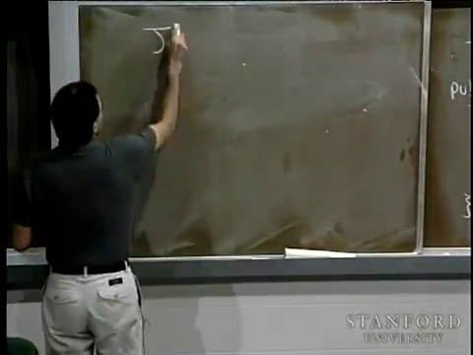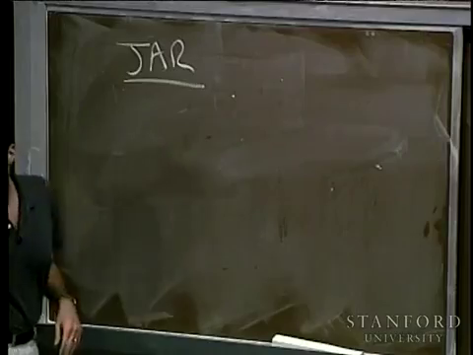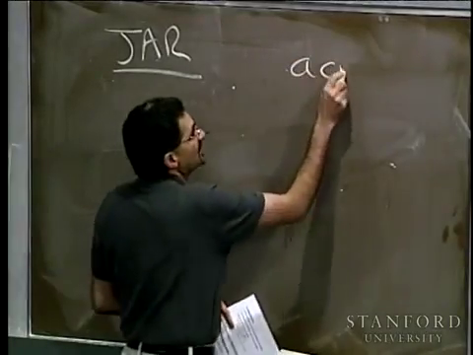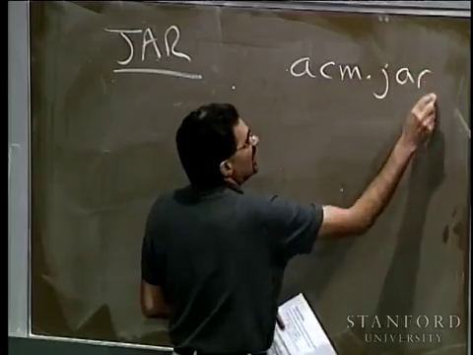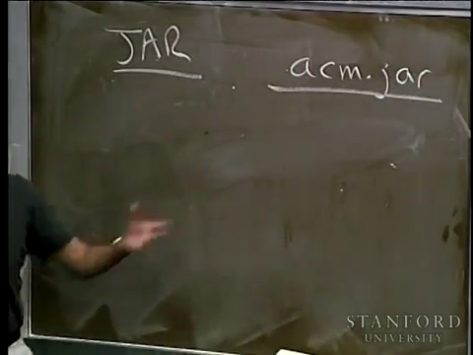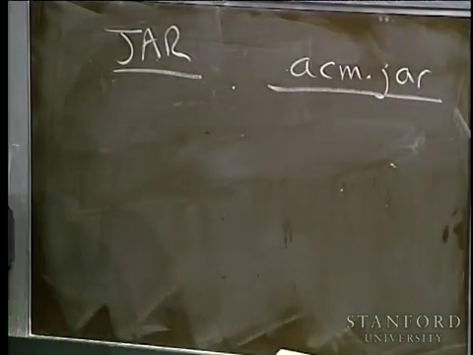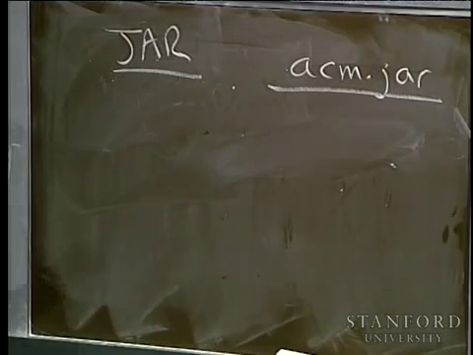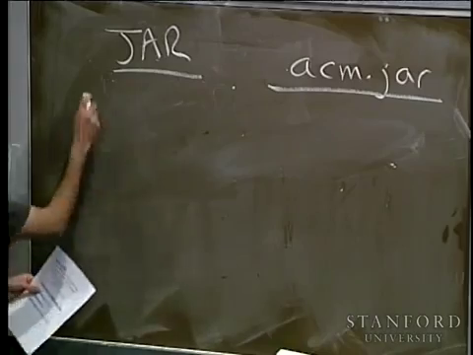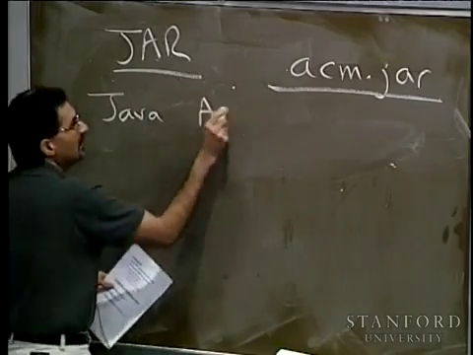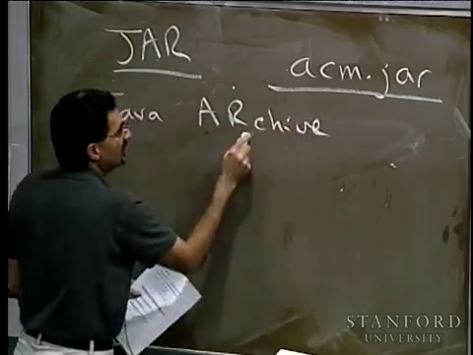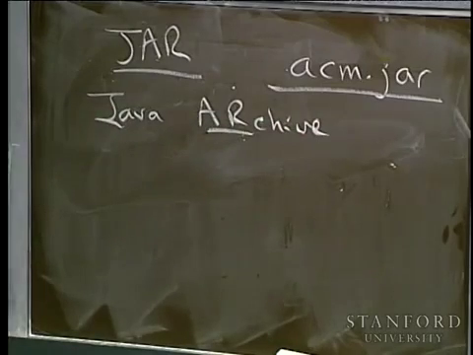And you've actually seen jar files before, because you've been working this whole time in your projects with something called acm.jar. This was just a jar file that contained all the ACM libraries. So where does it get its name? It's not because it's like a big mason jar, although you can think of it like that. It stands for Java Archive. Okay? That's where the name comes from.